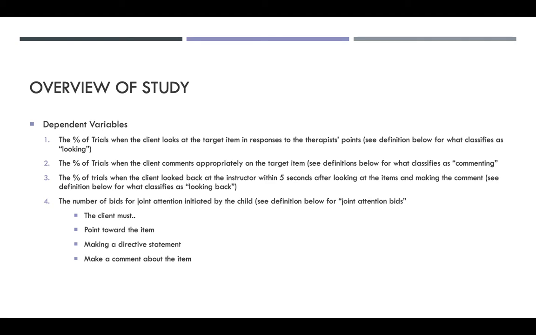So again, just the percent of trials that they do. The third one was the percent of trials when the client looked back at the instructor, and then the next one is the number of bids for joint attention initiated by the child. So as you can see, this intervention captures all the different parts of joint attention. It's not just looking at initiating, but it's looking at gaze, looking at appropriate commenting, initiating, and responding to bids for joint attention.